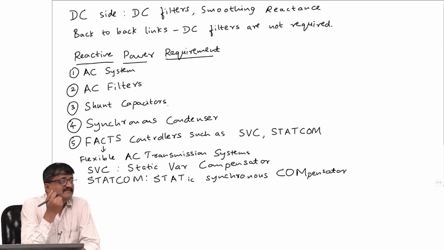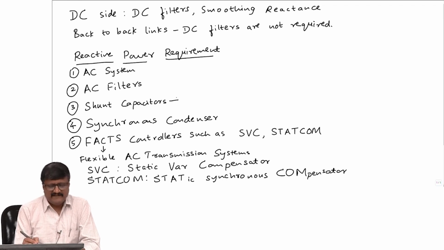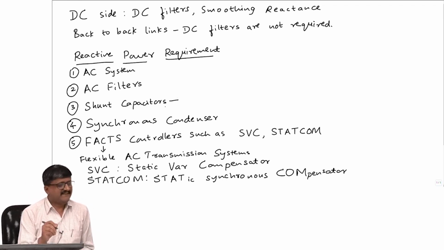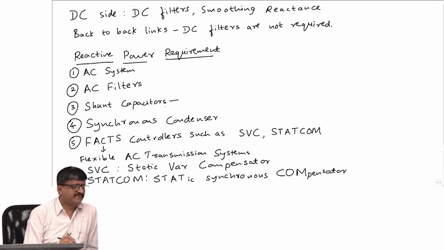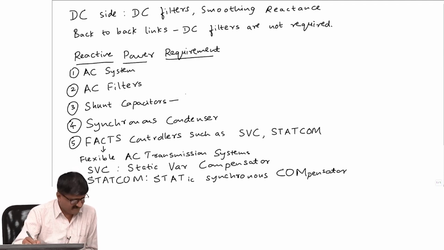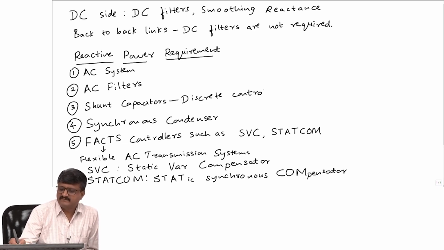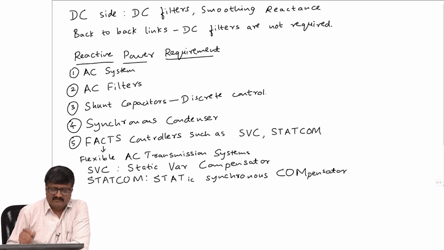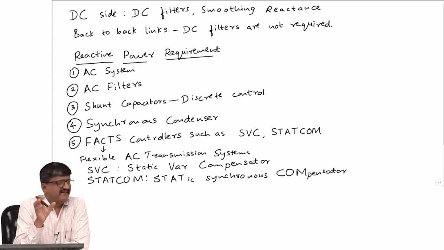Uncontrolled. Actually, there are mechanical switches, so discrete control. There is no continuous control for a shunt capacitor. It provides only discrete control. One can have many capacitors in parallel with switches. Depending on how many switches you close or open, the amount of capacitance can change, but it takes only discrete values.